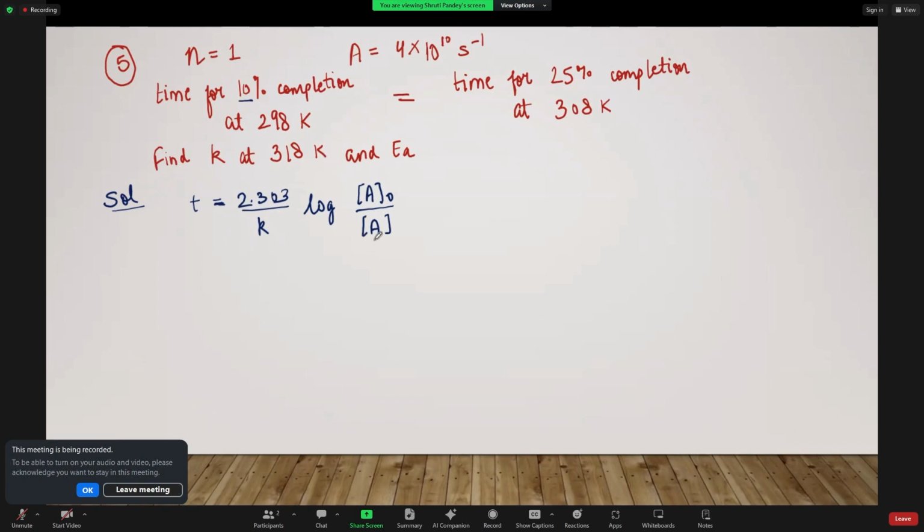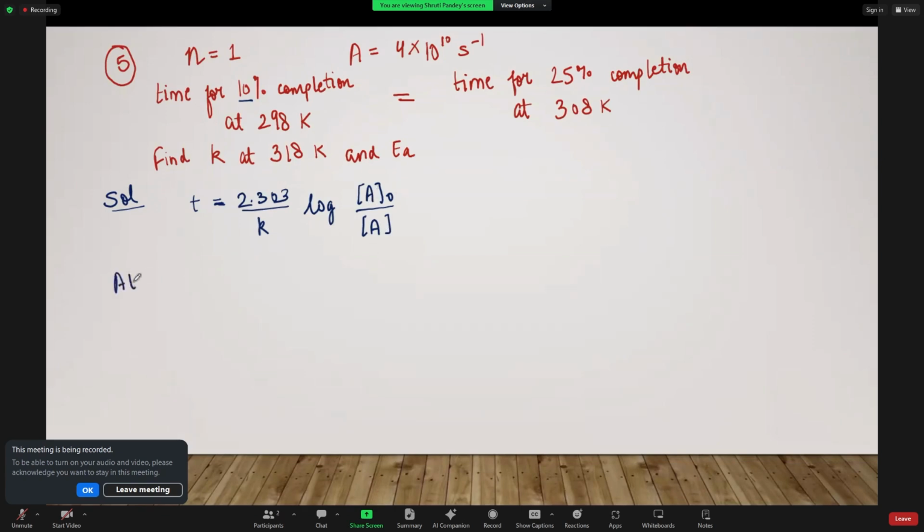ठीक है, और हमें यहाँ पे remaining amount लिखना होता है कि what is the final concentration of the reactant which is left unused in the reaction. It is not utilized. ठीक है, तो 10% has already been utilized. So what is left is 90. So this would be, okay, I'll write down.